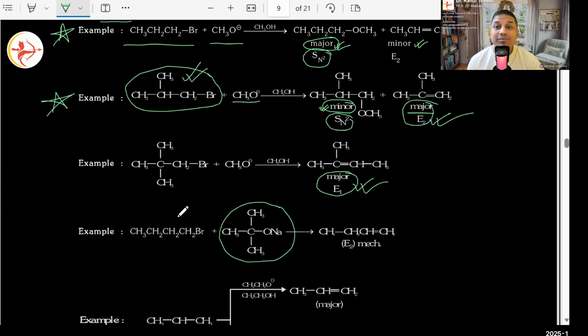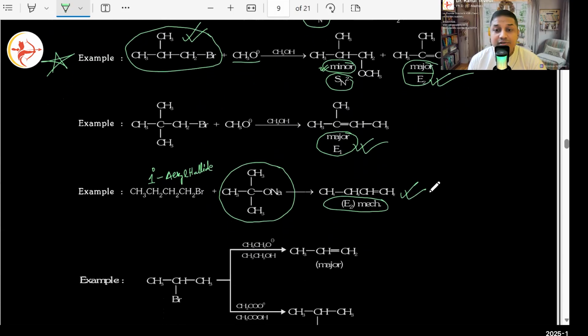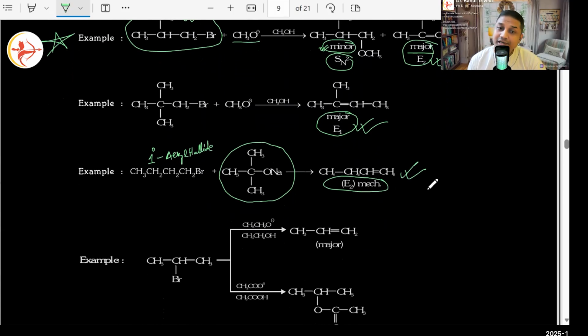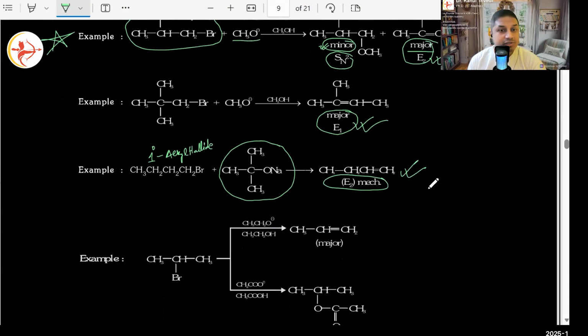Yes. But which type of elimination? Because this is a 1 degree alkyl halide. Which type of elimination? E2 or E1? Come on. E2 or E1? E2. E2 formation will happen. This is your major product. E2 mechanism. Yes or no? I hope it is clear. Everyone understood what's happening here?